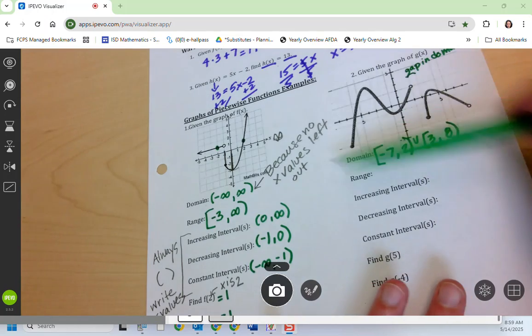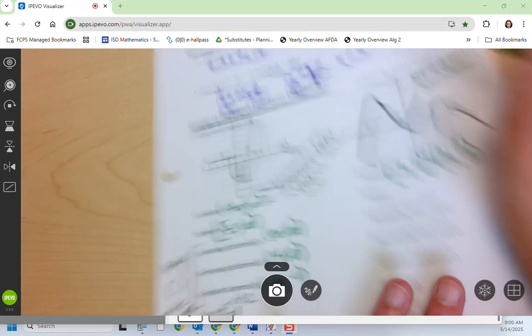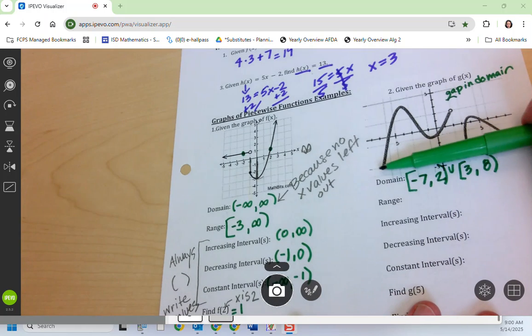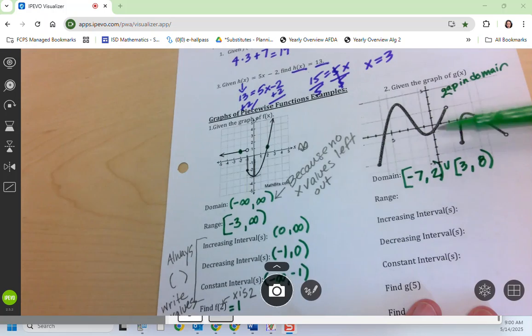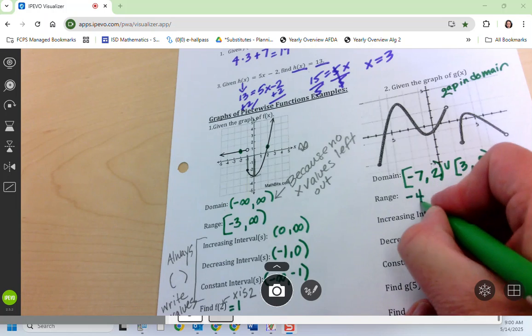Okay, range. Range is from the bottom to the top. Does anybody want to raise their hand and take a stab at the range? Who can tell me the lowest value in the range? -4? I'm going to count it out. 1, 2, 3, 4. I agree. -4 is the lowest y value in the range.